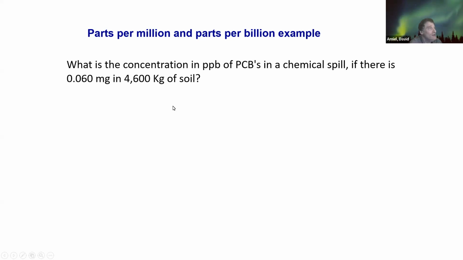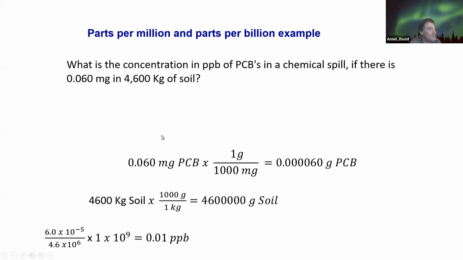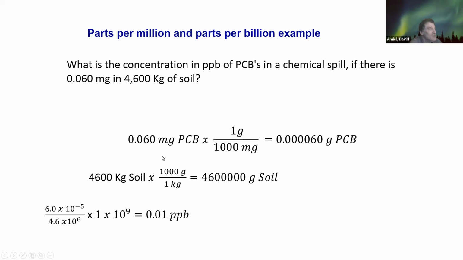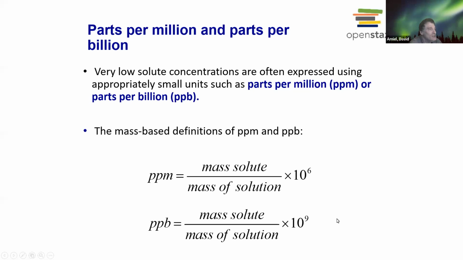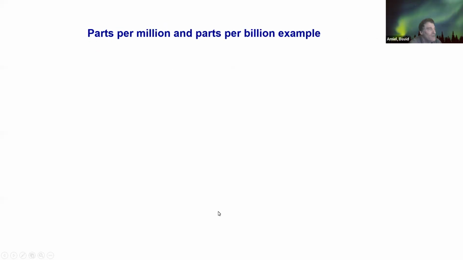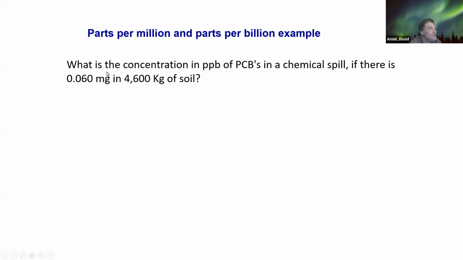You're given that there are 0.06 milligrams of PCBs in 4,600 kilograms of soil. What is the concentration of PCBs in ppb? Hopefully I'm not confusing you. So we take this apart. I'm using this equation here: mass of the solute divided by mass of the solution times 10 to the 9th. We're given the mass of the solute, that's the 0.06 milligrams. We're given the mass of the solution, that's the 4,600 kilograms.